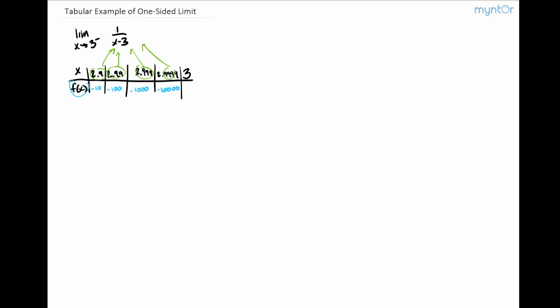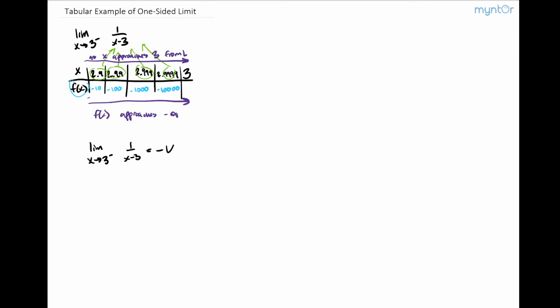And so we might say that as x approaches 3 from the left, f of x approaches negative infinity. So writing that out, that would look like the limit as x approaches 3 from the left of 1 over x minus 3 is equal to negative infinity.